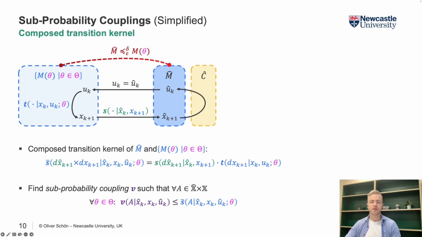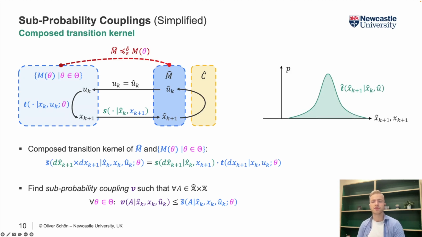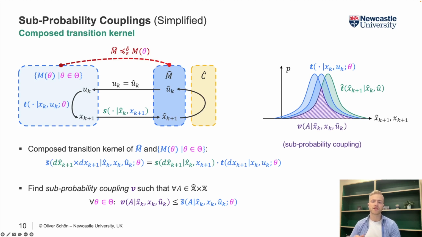Maybe to make this more clear, I want to use this kind of picture. For our abstract model, we have one transition kernel. And for the unknown system, we have multiple ones, here, for example, just plotted for two different parameterizations, but in general, a whole bunch of different probability density functions. One possible subprobability coupling in this case would then be just the intersection, and we can then show some properties of this.